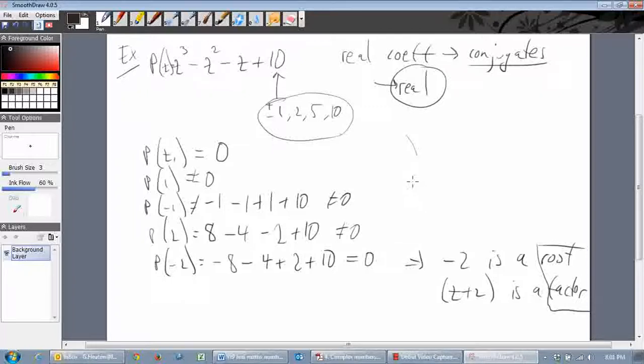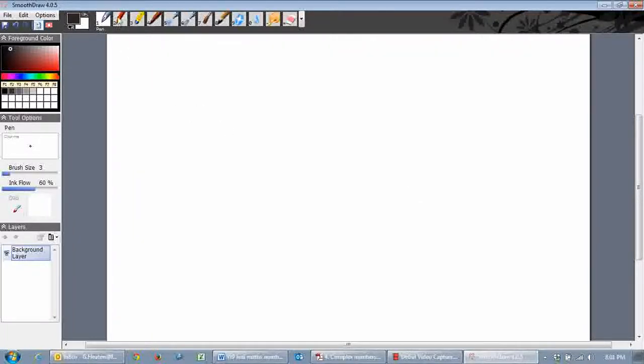And so let's do this. I'm just going to go to a new screen. Okay, so we've got Z plus 2 being a factor, and what was our polynomial again? P(Z) was equal to Z cubed minus Z squared minus Z plus 10. Okay, and so far we have found that Z plus 2 is a factor. So what we can do now is just do a long division, and there's a quick way.